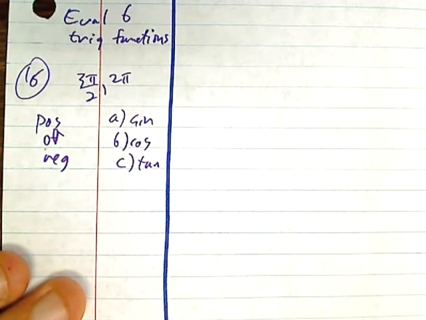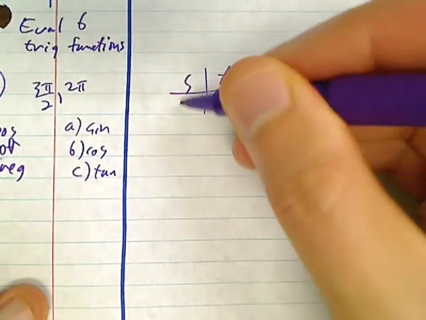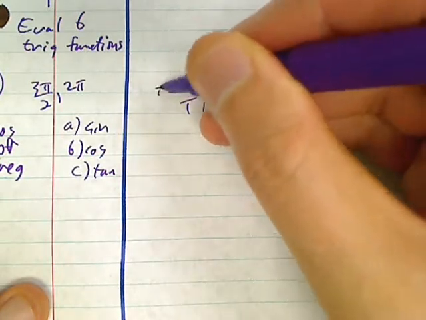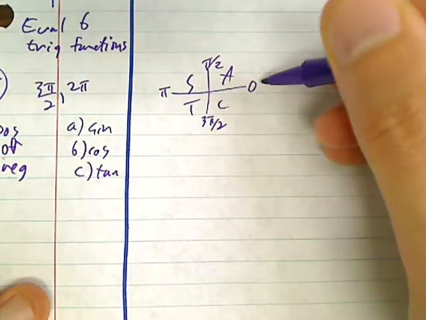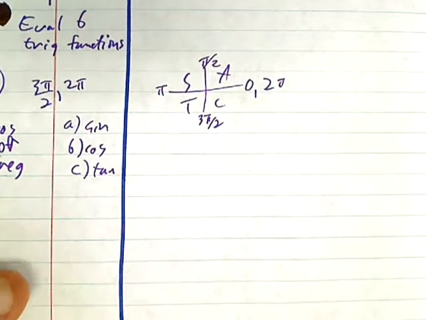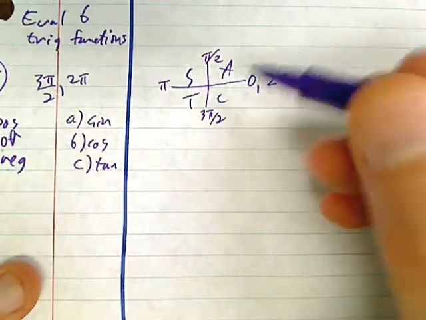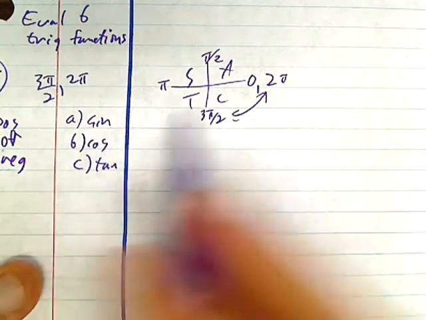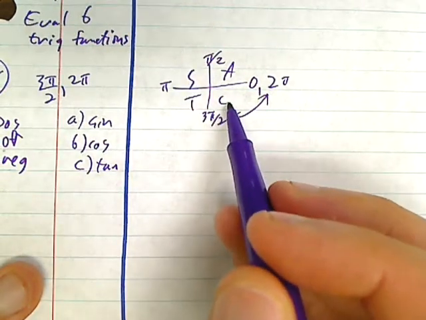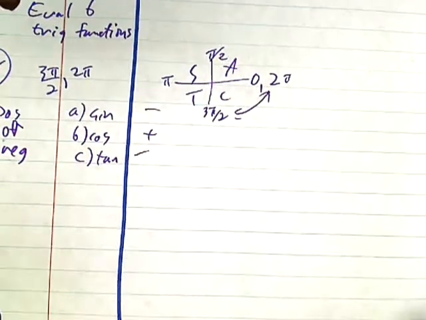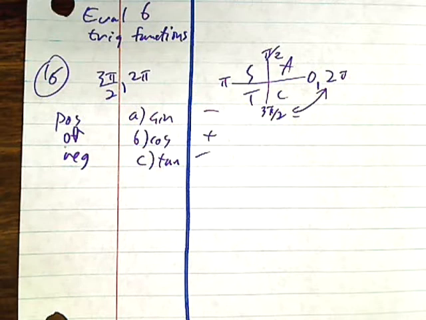Go ahead and pause. Okay, all students take calc. So this is 0, pi over 2, pi, 3 pi over 2, and 2 pi, where you can add 2 pi and it's still the same angle. Between 3 pi over 2 and 2 pi, that's right here in this area. So sine, is it positive or negative? The only function that's positive here is cosine. The other two are negative. There we go. So that's number 16.